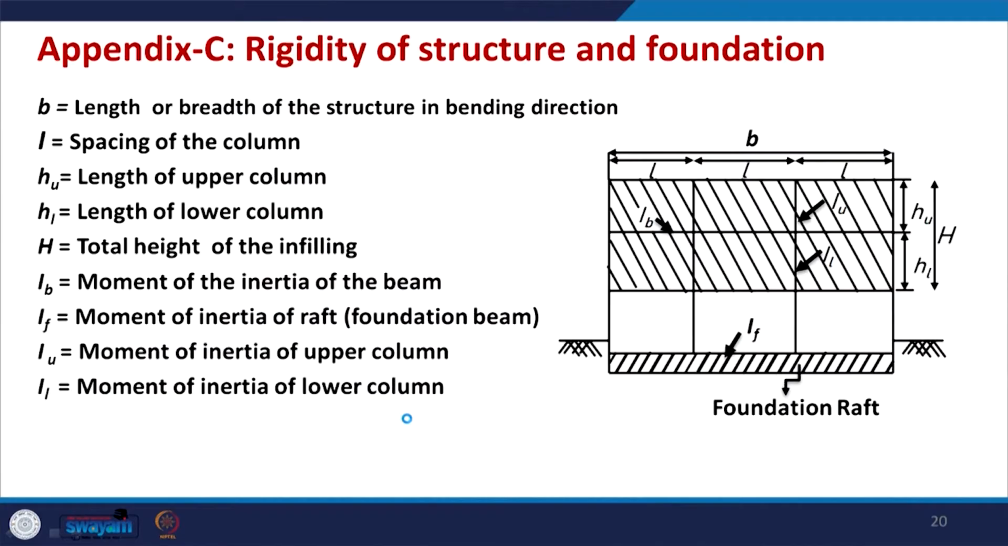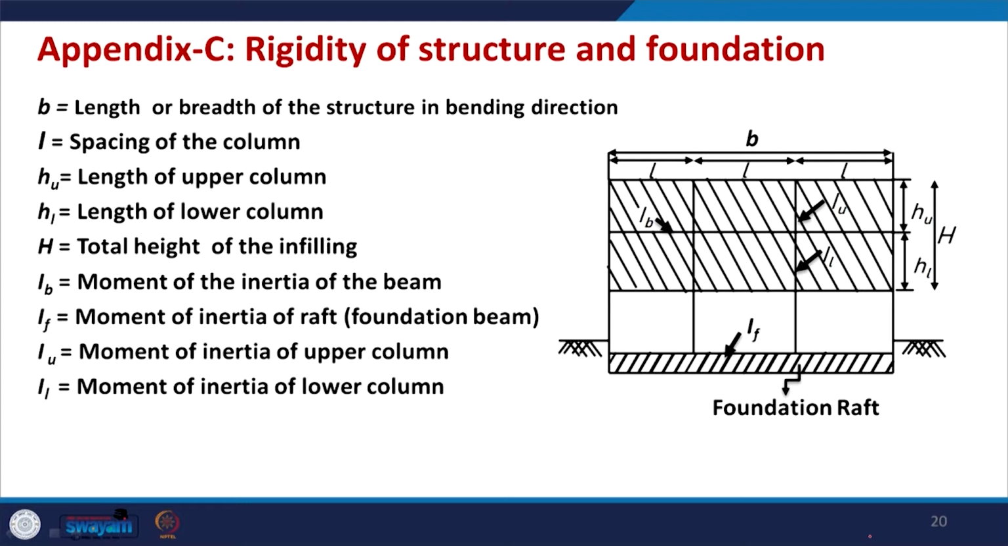Okay. Now, let us see what is given in Appendix C, to calculate the value of k and to calculate the value of lambda. Before we use Appendix C, you see the figure given here, which is an elevation. So, you have a raft foundation, and on top of the raft there are 4 columns and a 3-story building: ground floor, first floor and second floor.